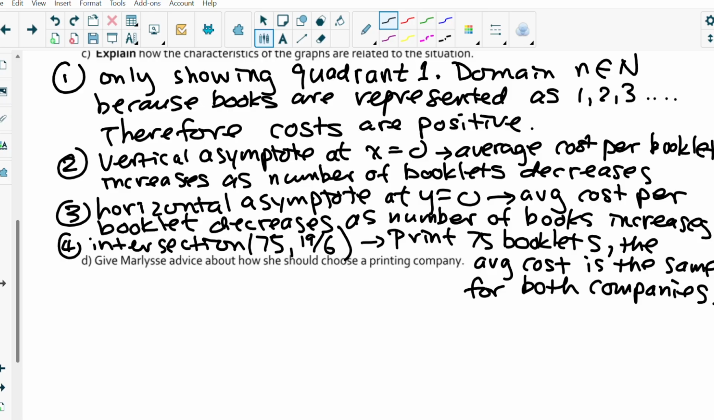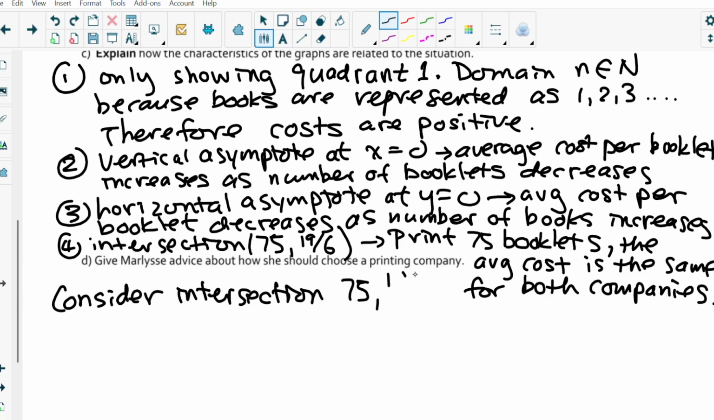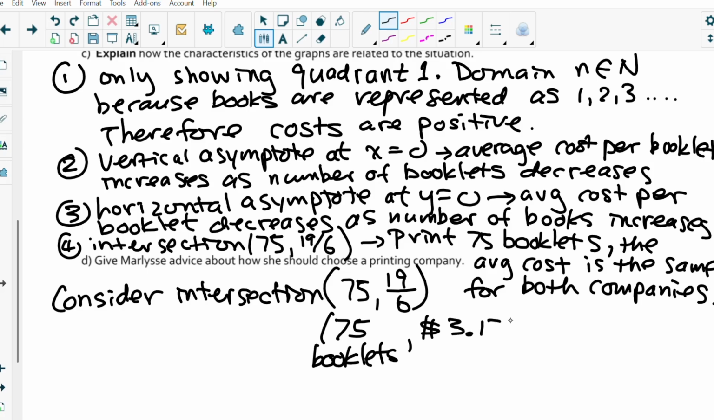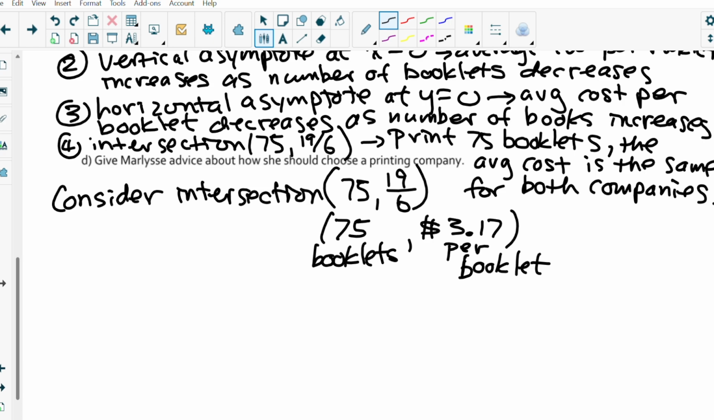Okay, last part. Give Marlies advice about how she should choose a printing company. So how would I do this? Let's consider the intersection point at 75, 19/6. Or let's put it in dollar terms: still 75 booklets, comma, $3.17. 19/6 as a decimal is $3.17 per booklet. So given this information, what decisions can Marlies make?